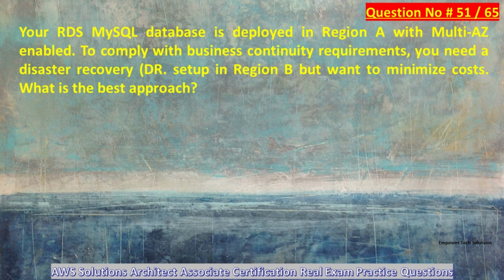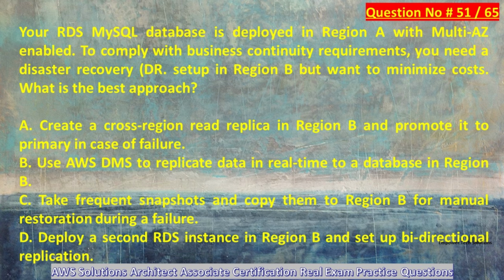To comply with business continuity requirements, you need a disaster recovery (DR) setup in Region B but want to minimize costs. What is the best approach? A. Create a cross-region read replica in Region B and promote it to primary in case of failure.